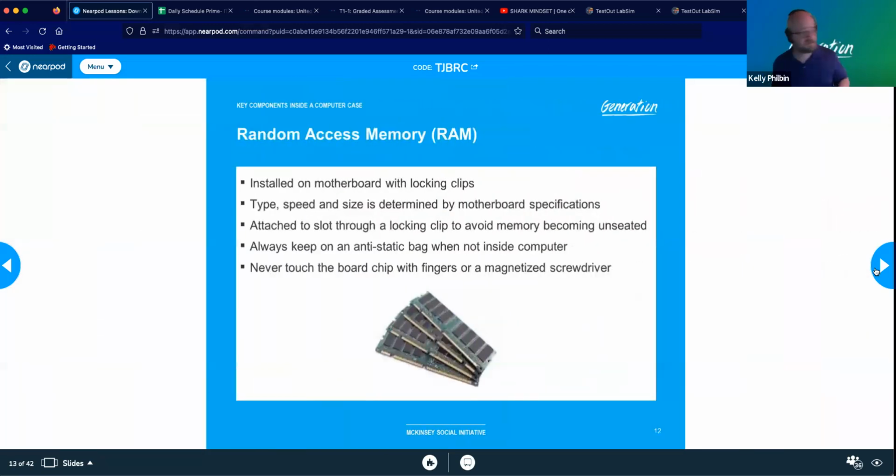All right. So here's a quick look at some RAM modules. They are installed down into those ports on the motherboard, and they utilize these locking clips to hold them in place and let you know that they're seated properly. The speed, size, and type that you're allowed to use would be determined by the motherboard and the operating system you're using. So the chip architecture, the motherboard, and the operating system all determine how much RAM you can actually install in a computer.